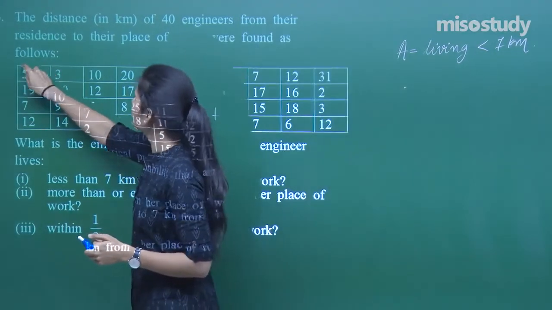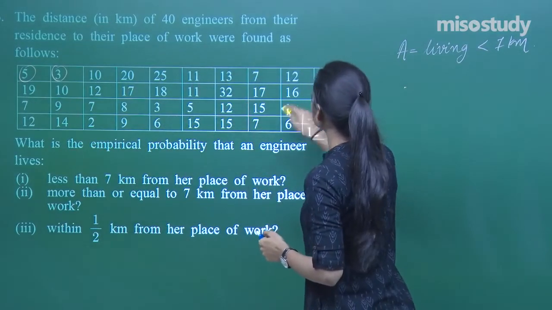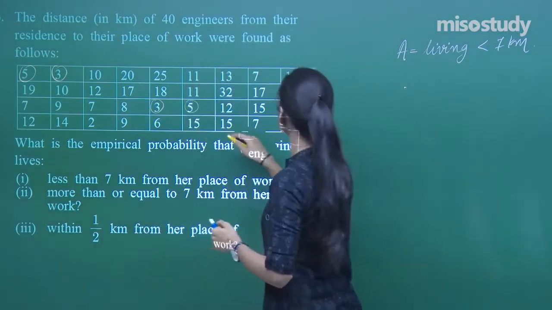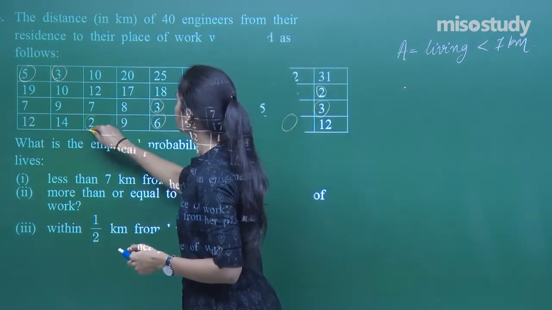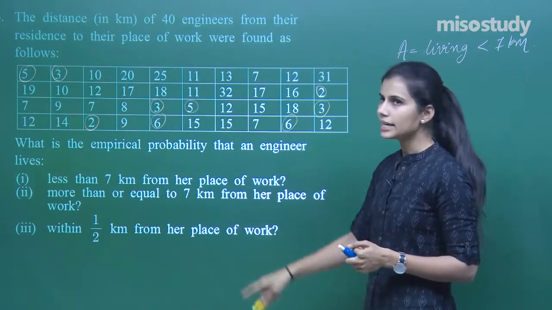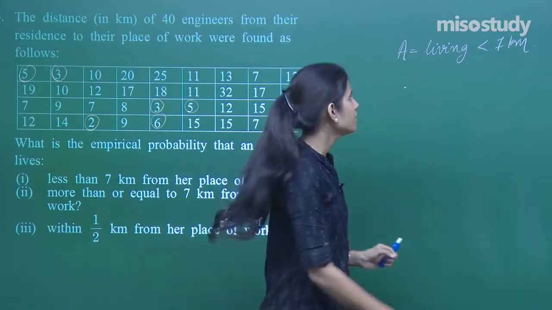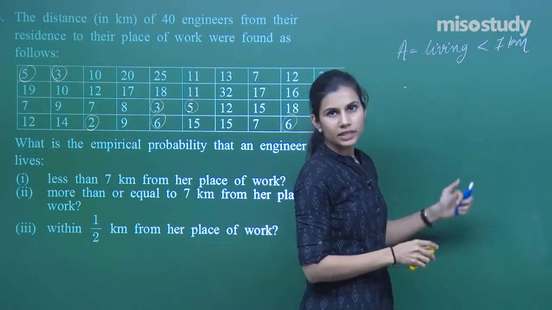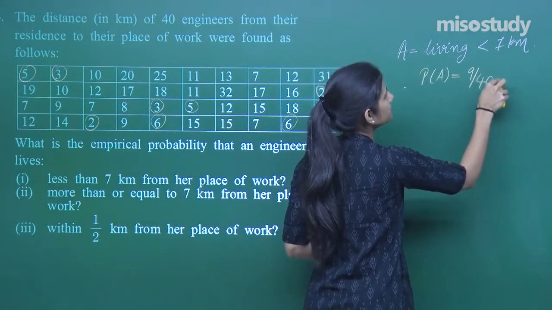Less than 7. 5 is less than 7, 3 is less than 7, then you have 2 is less than 7, then you have 3 is less than 7, 5 is less than 7, this is less than 7, this is less than 7, then you have this is less than 7, this is less than 7. So you have 1, 2, 3, 4, 5, 6, 7, 8, 9 out of 40 engineers, 9 engineers live less than 7 kilometers. So 9 outcomes are actually in favor of event A. So probability of A would be 9 by 40.